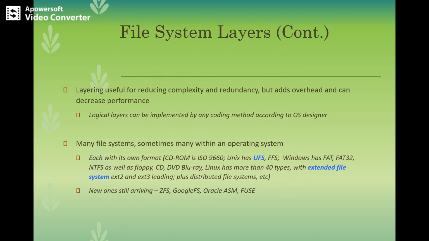Many file systems may exist within an operating system, each with its own format of CD-ROM, but it should follow a standard format so as to serve interoperability. Layering is useful for reducing complexity and redundancy, but it adds overhead and can decrease performance.